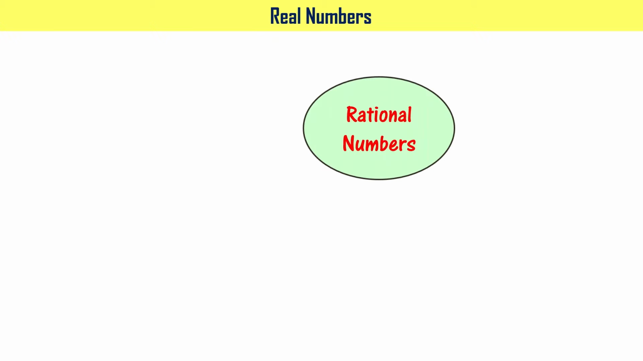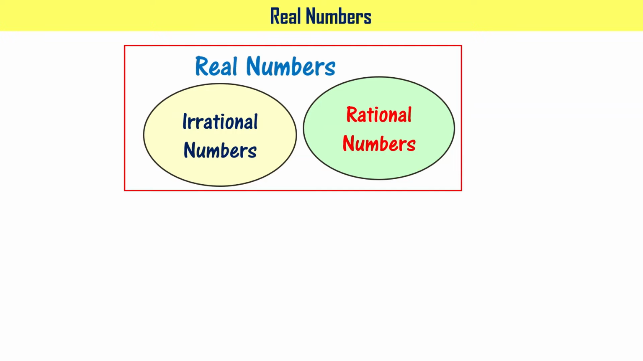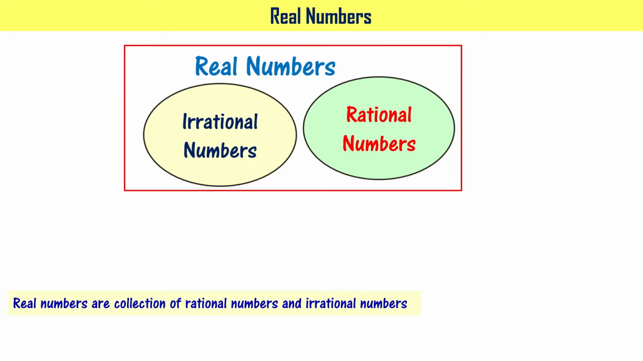Let us quickly recall what we have learnt about real numbers in the previous video. We learnt about rational numbers. These are the numbers that can be expressed as a ratio of two integers, right? And we have also learned about irrational numbers. These are the numbers that cannot be expressed as a ratio of two integers. The combination of these two sets of numbers is called real numbers, right? So real numbers are a collection of rational numbers and irrational numbers, right? We also learned that real numbers can be expressed in the decimal form, right?